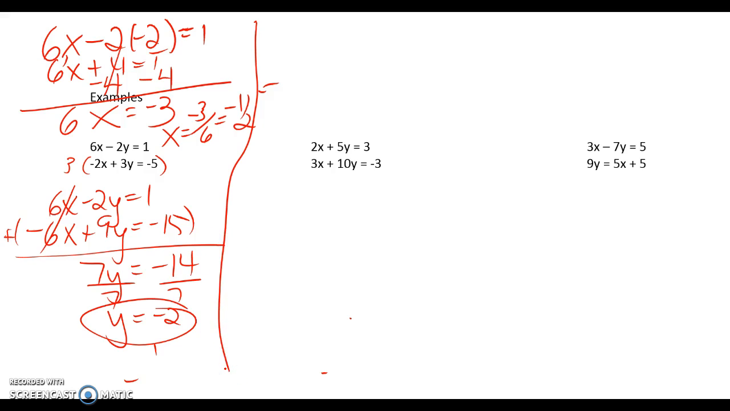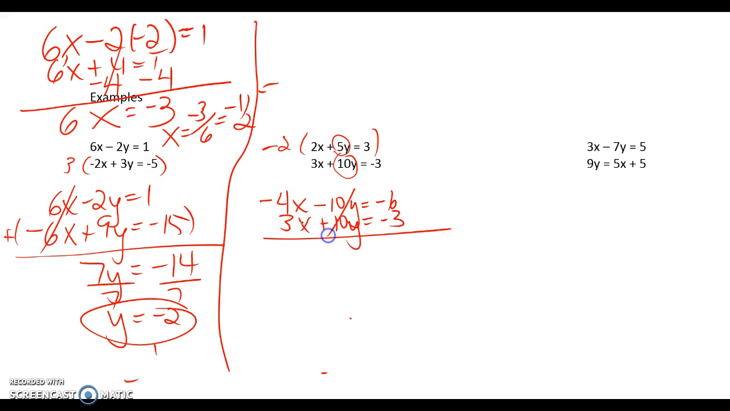Let's try again. Second one. What do we have to multiply one of these equations by to get the same coefficient in front of the variable, different sign? Well, I'm going to attack the y's because I can multiply this by negative 2 and get that to happen. So I'll multiply: negative 4x minus 10y equals negative 6. And I'll rewrite the second equation.